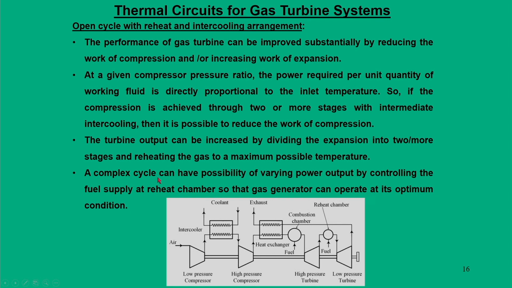The complex cycle has the possibility of varying power output by controlling the fuel supply at the reheat chamber, so that the gas generator can operate at optimum conditions. However, the reheater and intercooling components add complexity to the system.